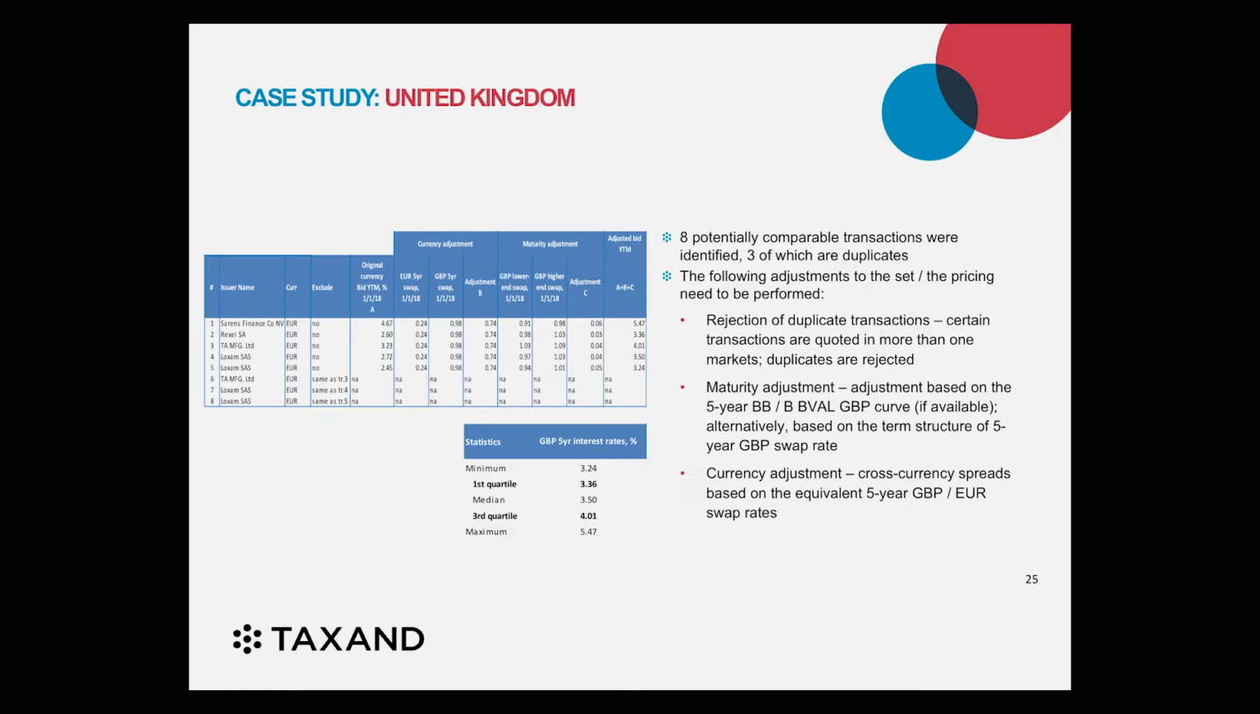Then the small permutation of this case study for UK purposes is that instead of being a euro debt, we made an adjustment to a GBP equivalent. And then we also had to take into consideration that there may be some maturity differences. Obviously a 4-year transaction will in most cases be less expensive than a 6-year transaction. So you need to take that into account in order to get to a 5-year equivalent.